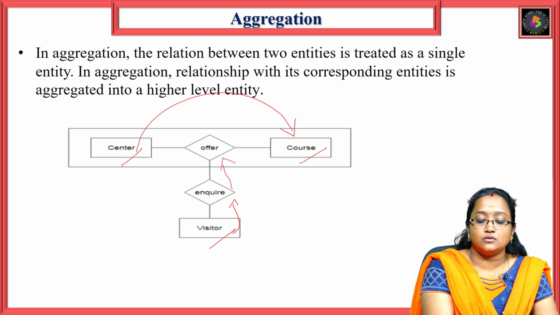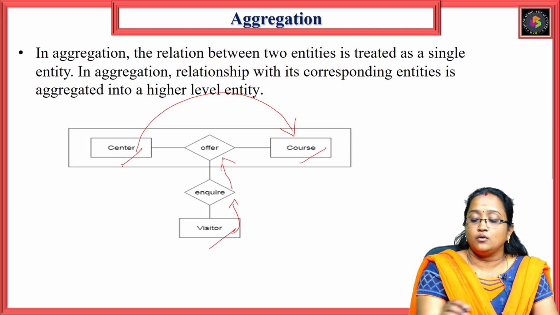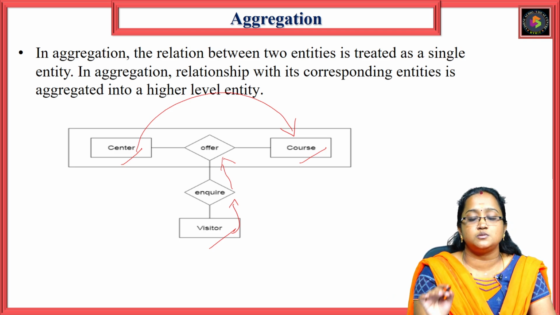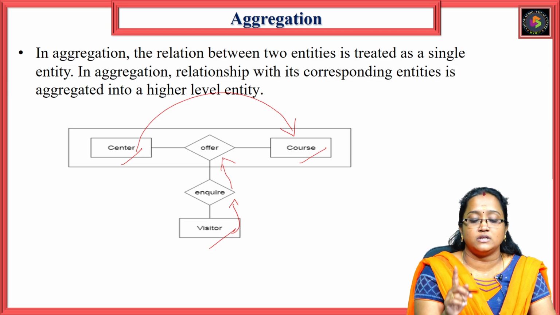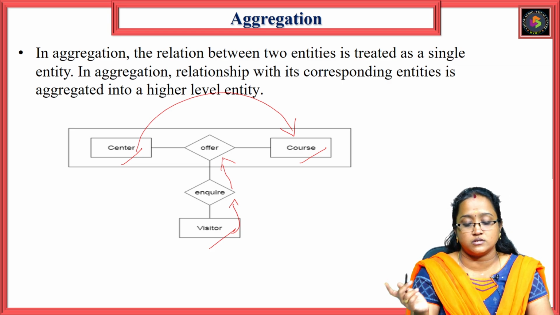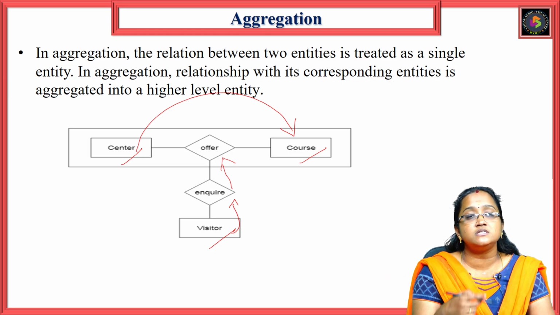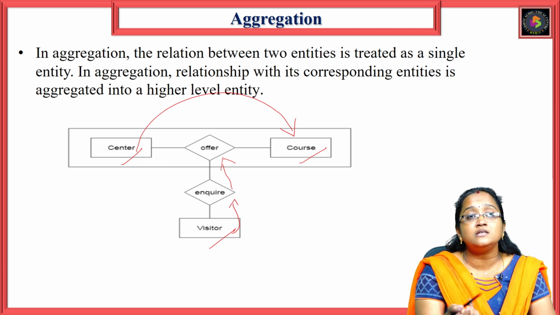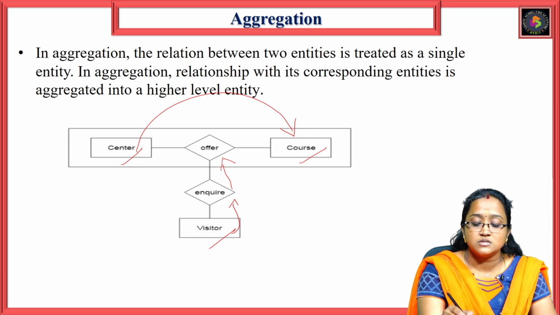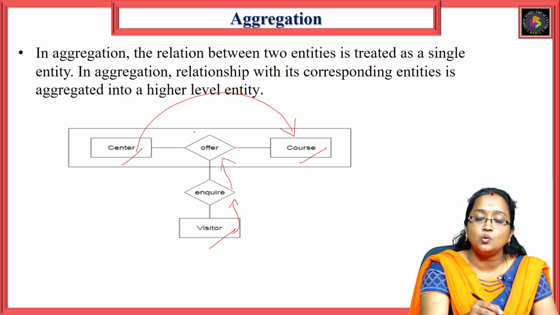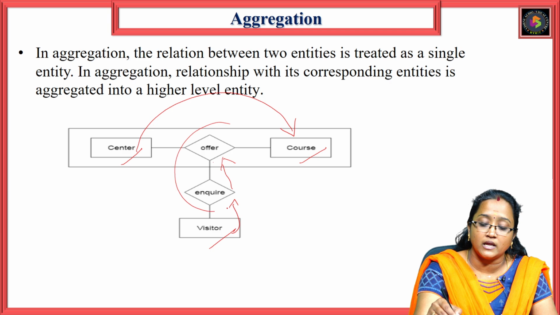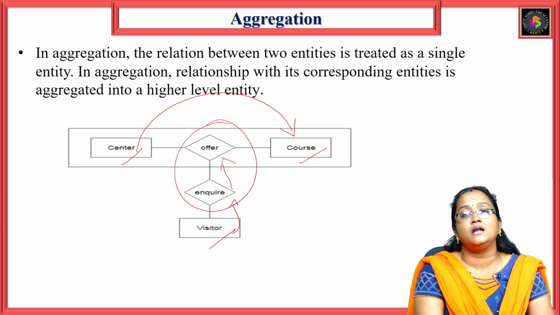So center is one entity, course is one entity, visitor is one entity. What is the relationship between the center and the course? Offer. The center is going to offer this course. What is the work of the visitor? The visitor has to enquire. Enquire is another relationship. So this visitor is going to enquire about the offered course in the center. So there are two relationships between the entities. Then it is called aggregation.